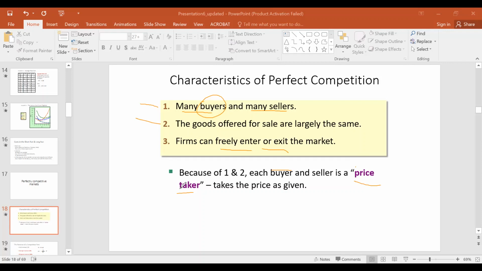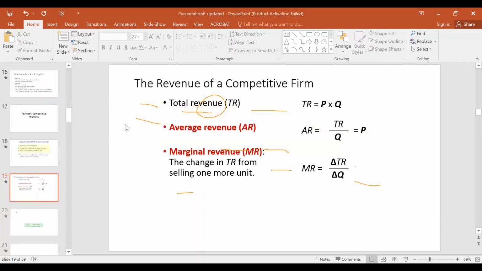In this market, there are many buyers and sellers. The goods offered are largely the same. Firms can freely enter and exit. Those are the main characteristics of this market.